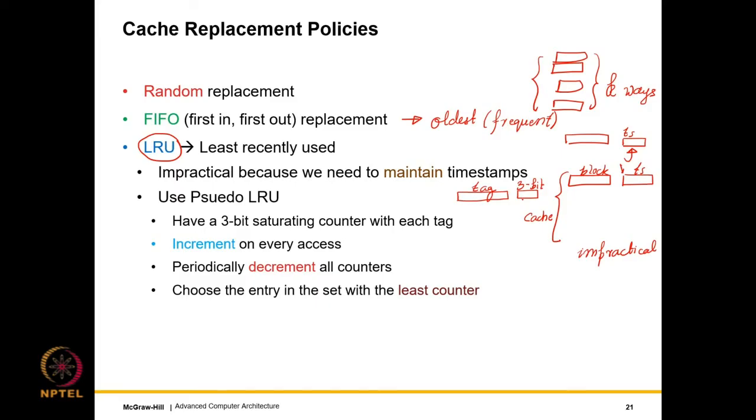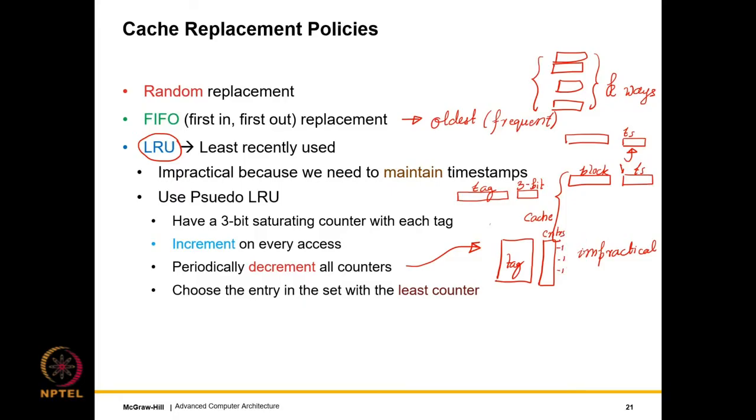Since we don't want this, we periodically decrement all the counters in the entire cache, right? Whether we decrement or we set them to 0, we will see. But let's assume from a simplistic point of view, if this is the tag array, you have all the tags over here nicely stored, and then you have all these counters. Periodically we just decrement them by 1.